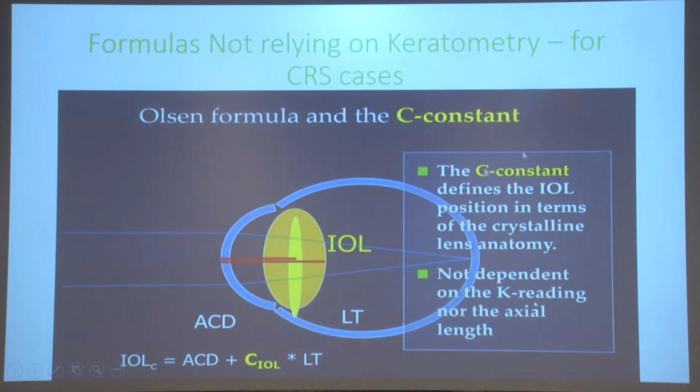What is the importance of the C constant? Dr. Twinkle briefly referred to it. The C constant defines the IOL position in terms of the crystalline lens anatomy. So it does not depend on the K reading nor the axial length. So it is bypassing a lot of other data, which is usually supposed to be filled up in the other formulae.